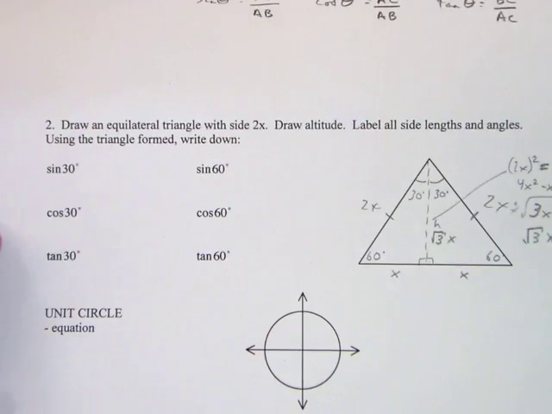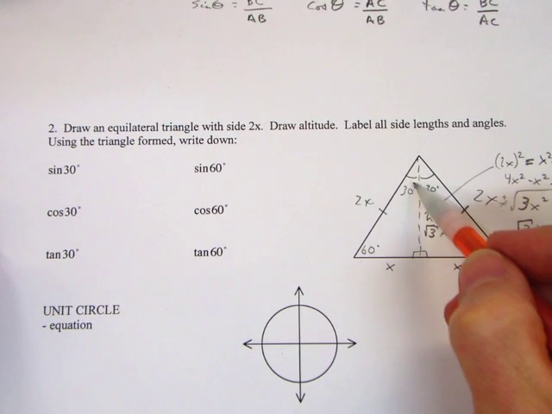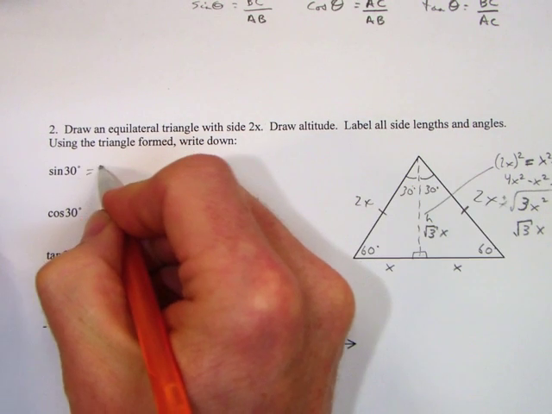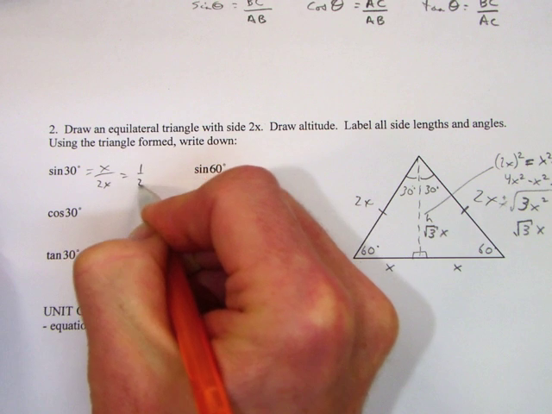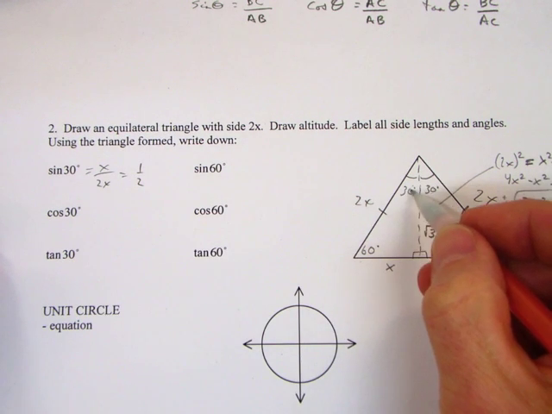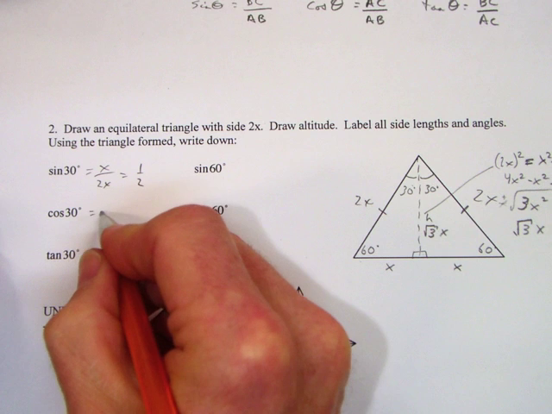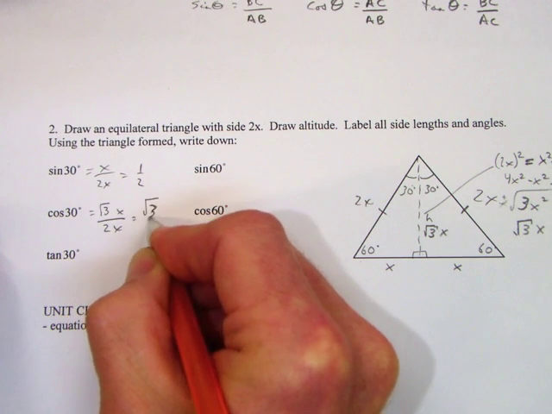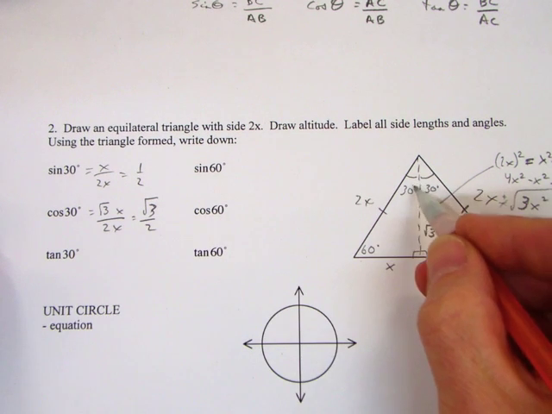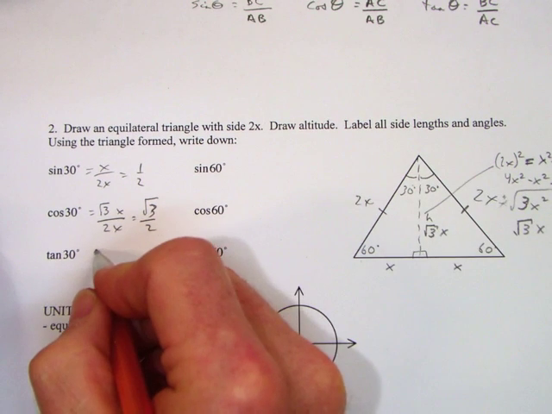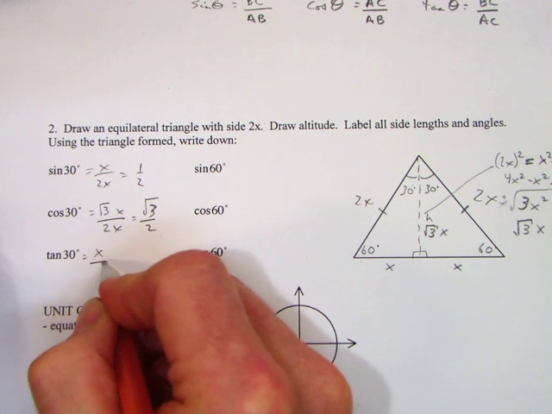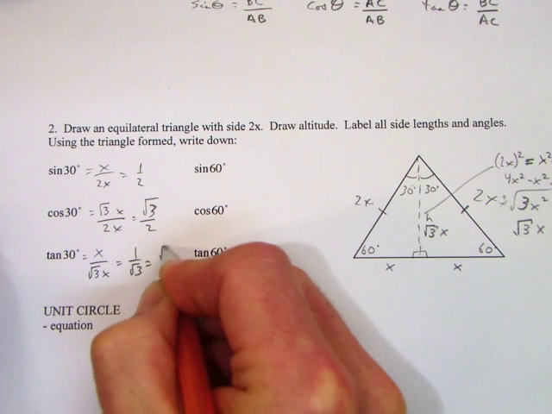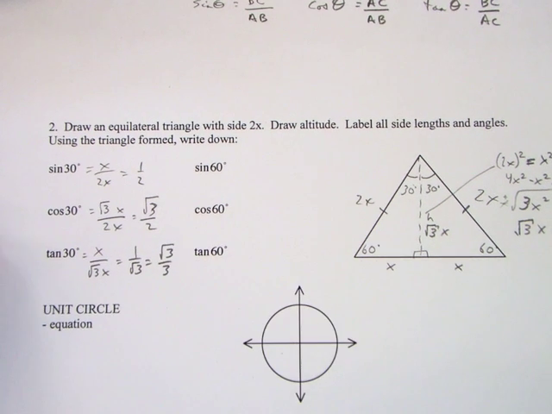Now let's find the sine of 30 degrees. Here's 30. Sine is opposite over hypotenuse, so it will be x over 2x, or 1/2. Cosine of 30 is adjacent, which would be root 3 times x over 2x, and we're left with square root of 3 over 2. And tangent would be opposite over adjacent, so the opposite is x, and the adjacent is root 3 times x. So we get 1 over root 3, which can rationalize to root 3 over 3.